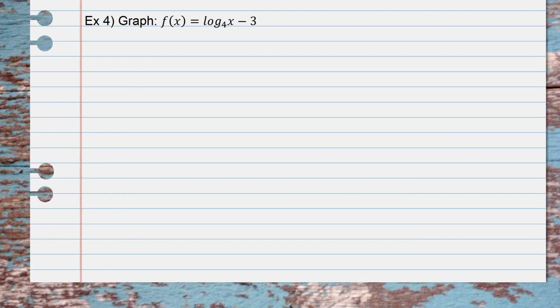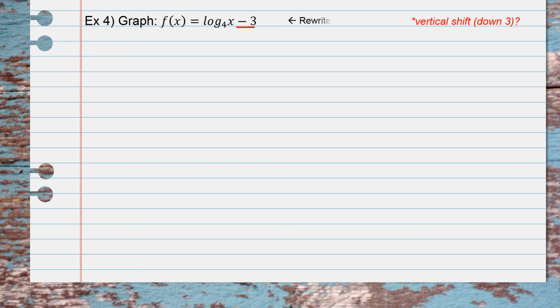Example 4, graph the function f of x equals log base 4 of x, minus 3. Now, notice we have this minus 3 component of our function. Notice it's outside the function. It's not inside any parentheses or grouping symbols. So I think this might be a vertical shift, possibly down 3. So again, keep that in mind when we graph.